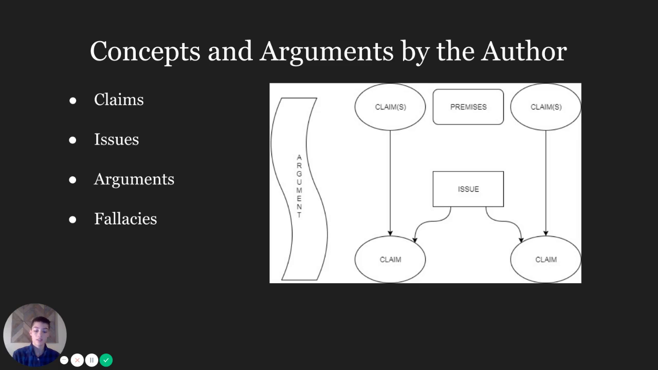An issue is whether something needs a yes or a no, or it's right or wrong. So that is what you are answering with your claim. That is what you're answering with your conclusion. And then your argument is whenever you bring all this together in this format that we see here on the side. And then these two on the bottom, these are the two different conclusions that you can come to with different sets of premises.